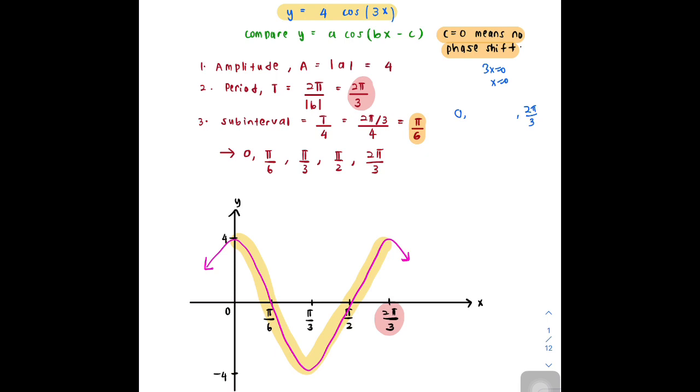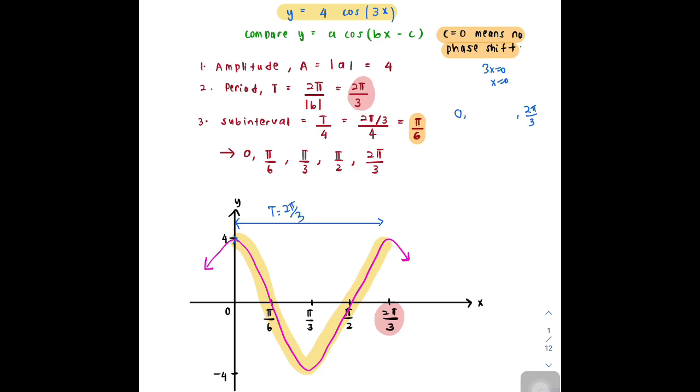So now we can graph. Open x-axis, y-axis. The graph, of course, will start at 0. Let's put in our amplitude 4 and minus 4. The highest one is 4, so we'll start our graph at the point (0, 4). Let's fill in the first subinterval pi over 6, the second one pi over 3, the third one pi over 2, and finally 2 pi over 3. Just draw the shape of the bowl. So this is one period of your graph. You can label it. This is one period, which is 2 pi over 3.